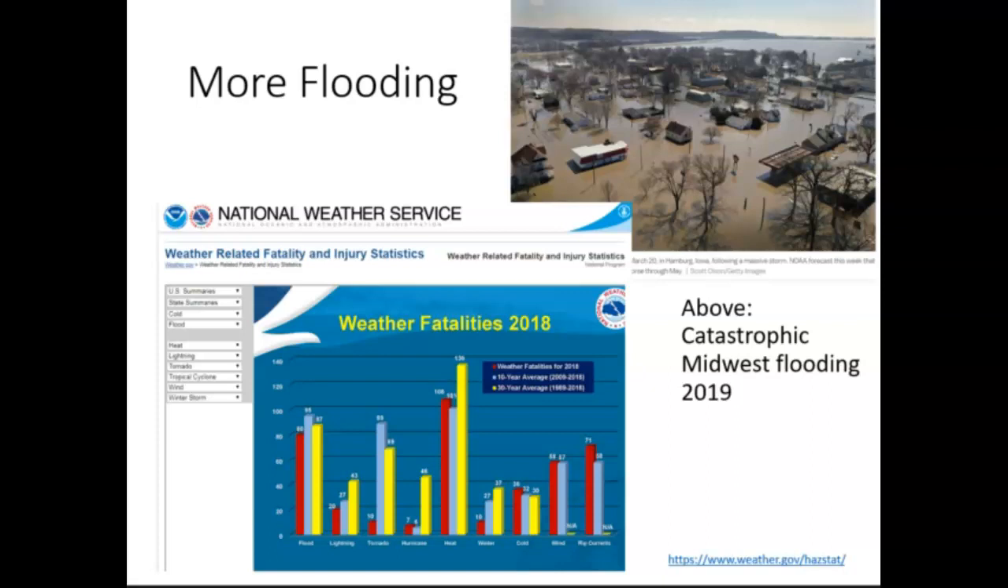The picture at the top right is from the flooding that devastated many parts of the Midwest in summer 2019. The Southeast was hit hard by heavy rains and flooding throughout the first months of 2020.